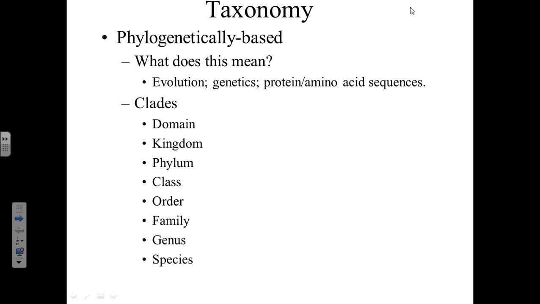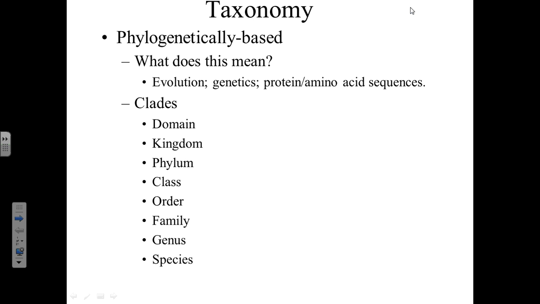The main way is by sequencing the DNA and comparing the orders of A's, T's, G's, and C's. And the more alike those are, the more related things are, and the more likely they are to share more groups, more clades. They also might look at the order of amino acids in a protein. And again, the more amino acids that are the same, the more they share groups. But our classification groups are called clades. And the biggest and most inclusive one is the domain.